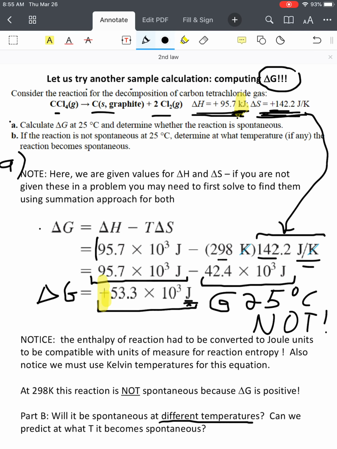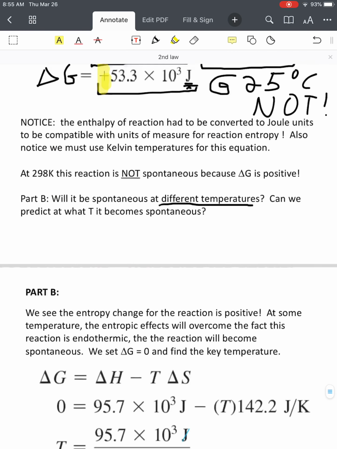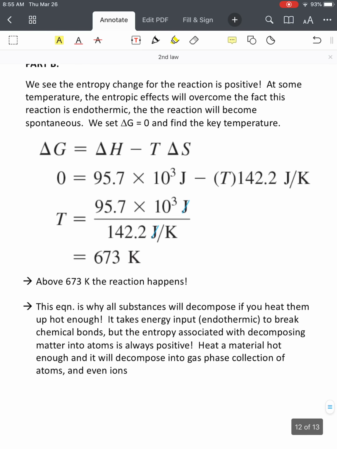Maybe I heat it up or cool it down, and then the reaction all of a sudden becomes spontaneous because we're operating at a different temperature. Might we be able to predict what temperature this reaction becomes spontaneous? I think maybe we can, and that's going to be the focus of part B for this problem.